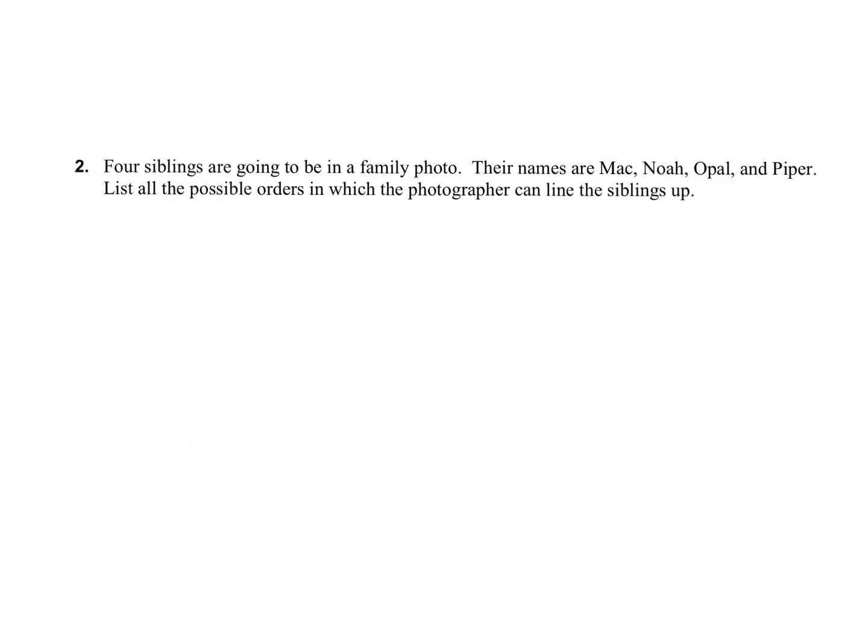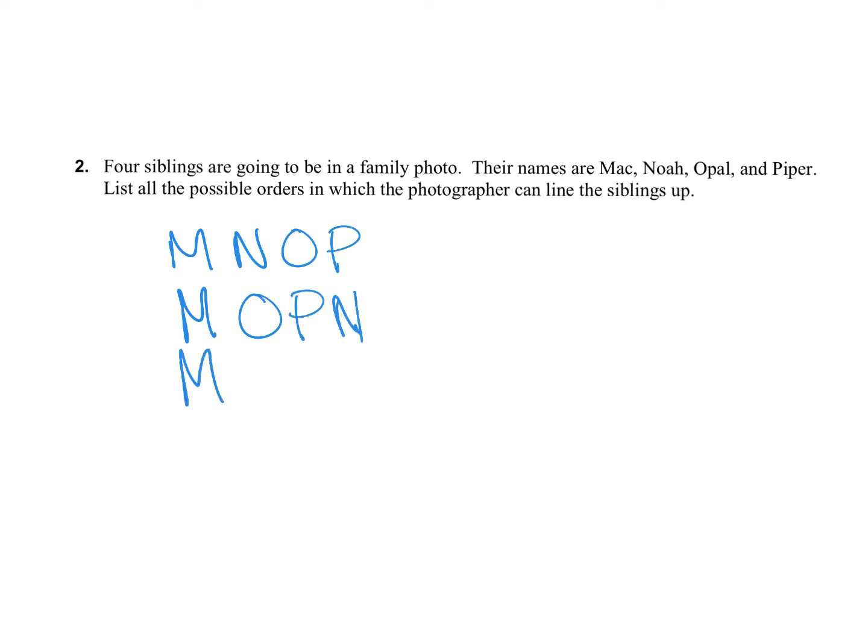Number 2: we have 4 siblings that are going to be in a family photo. Their names are Mac, Noah, Opal, and Piper. List all the possible orders in which the photographer can line the siblings up. We could have Mac, then Noah, Opal, and Piper. That could be one. We could have Mac first again, but then Opal, Piper, Noah. We could have Mac first again, and then Piper, then Noah, and then Opal. And so forth.